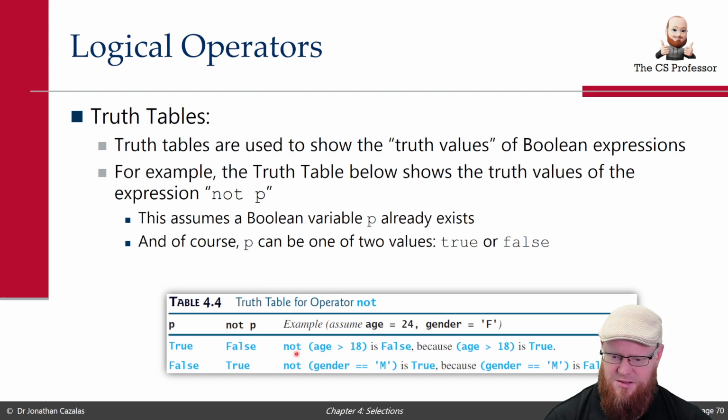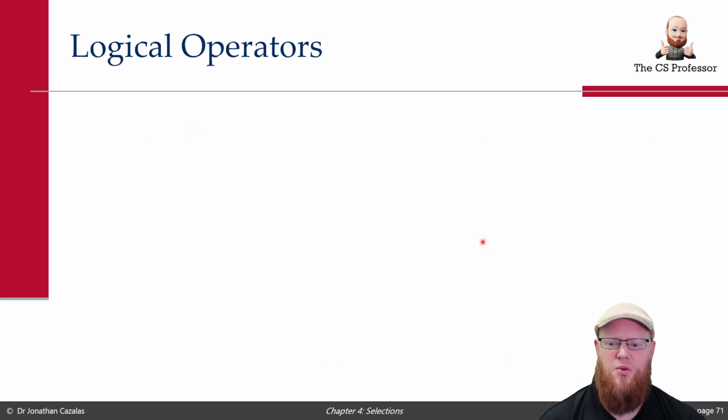And we have here as an example, not age greater than 18, it says is false, because it says assume age is 24. 24 greater than 18? That's true. Not true, absolutely false. Or not gender equal M, they said assume that gender was F. So F does not equal M, that is a false statement. And not false will be true. Okay, so this is your truth table for not.